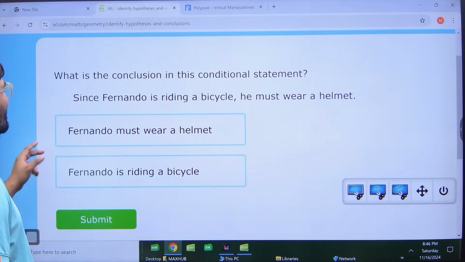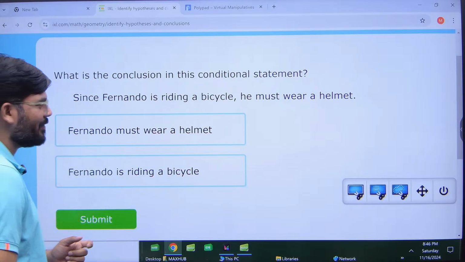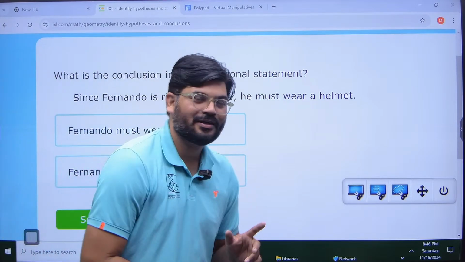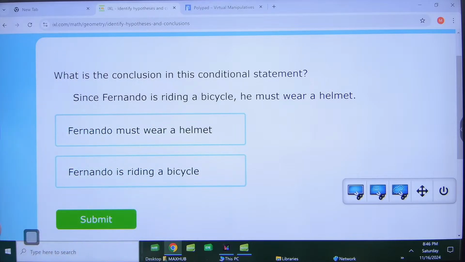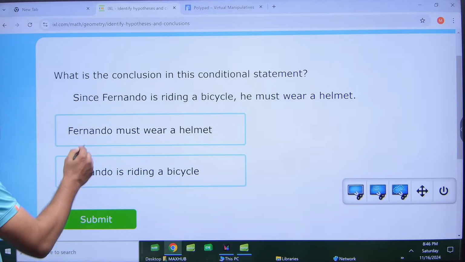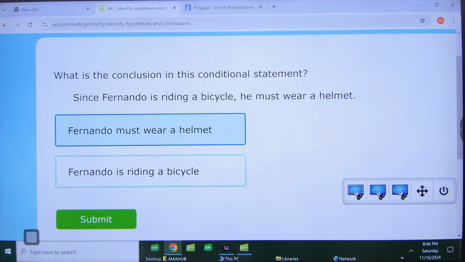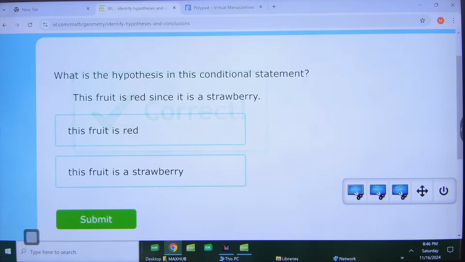Okay. What is the conclusion? Since Fernando is riding a bicycle, he must wear a helmet. If he is riding a bicycle, then he must wear a helmet. Is that the conclusion?